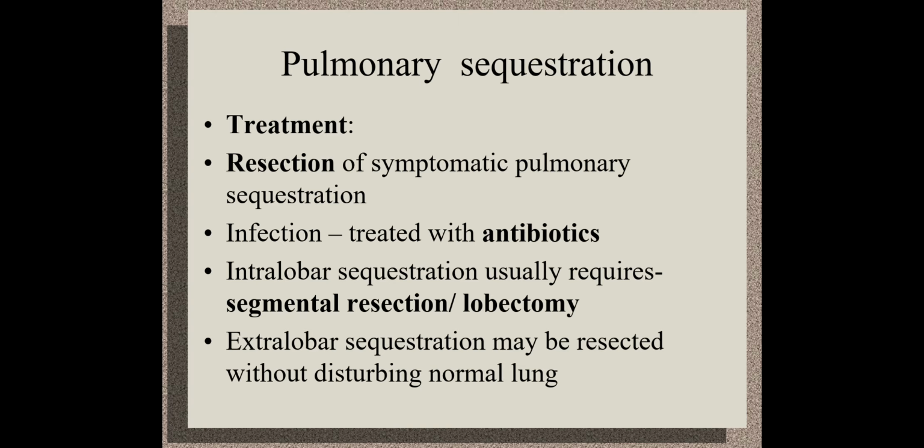Treatment of pulmonary sequestration: resection of symptomatic pulmonary sequestration is indicated, and infection is usually treated by antibiotics. Intralobar sequestration usually requires segmental resection or lobectomy. For extralobar sequestration, the sequestrated part may be resected without disturbing normal lung.